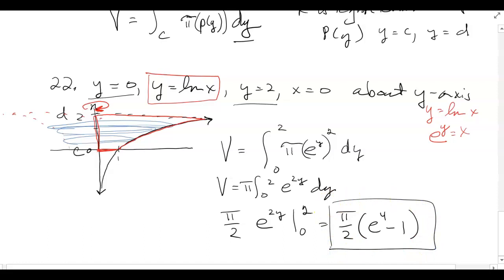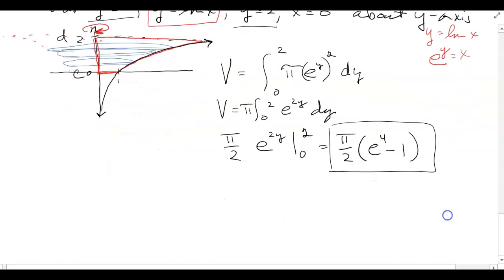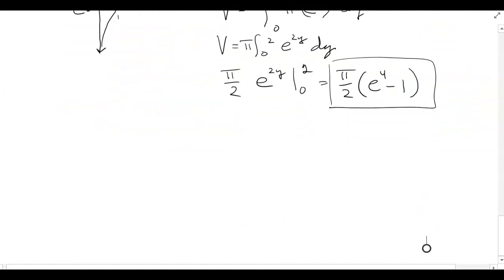So you can revolve it around the y-axis, and if you do that in the disk method, you then differentiate with respect to y. Now, we can also add another little twist to these functions.